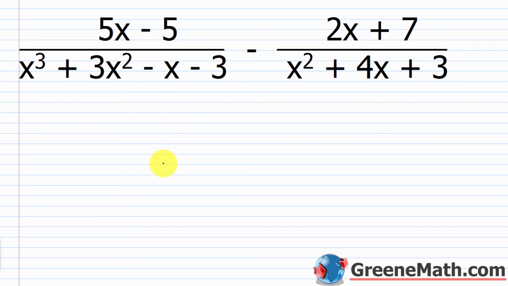All right, let's try one that's going to be a little bit tedious overall. And I gave you one that you could simplify in the end. Once you have some practice doing that. So I have 5x minus 5 over x cubed plus 3x squared minus x minus 3, minus 2x plus 7 over x squared plus 4x plus 3.